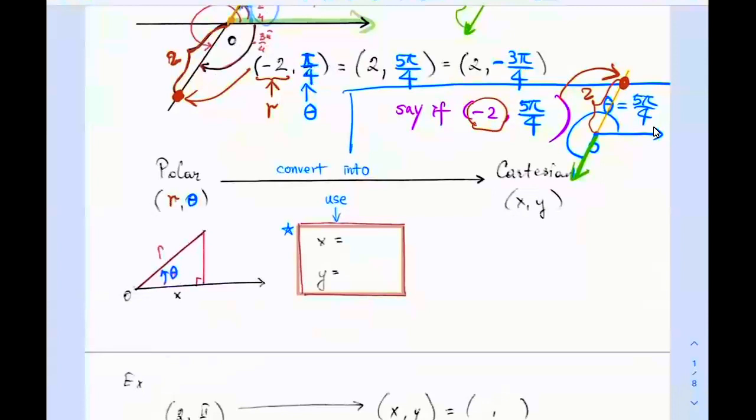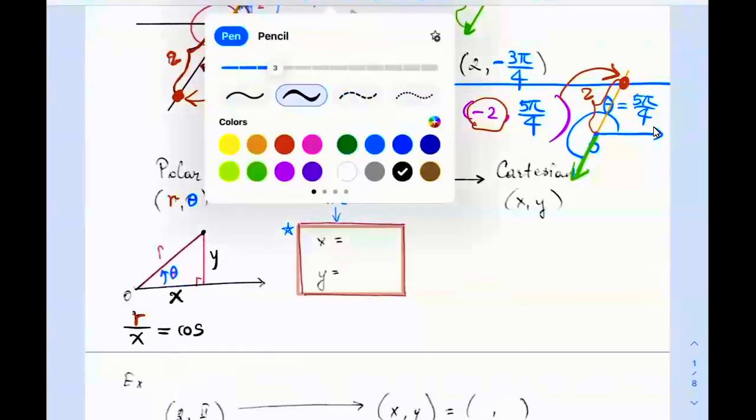Now for this point over here, if I want to write the x and the y coordinate, so this will be x and this will be y, right? How do they relate? How can I represent x here using r and theta? r times cosine theta, right? Yeah, very good. Now remember, r over x is cosine theta, right?